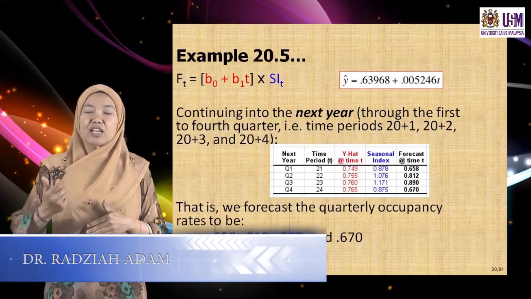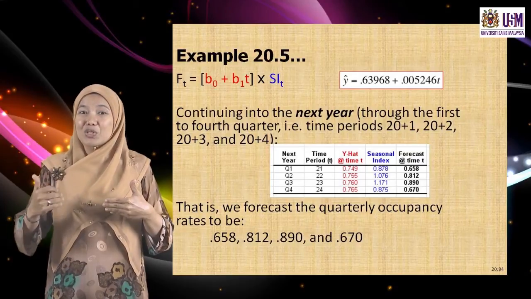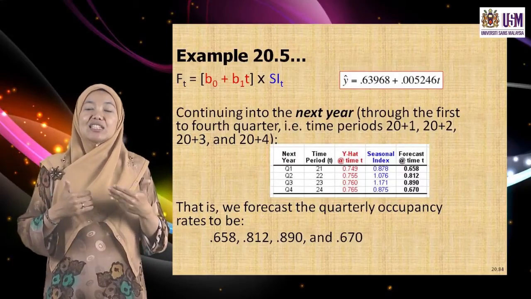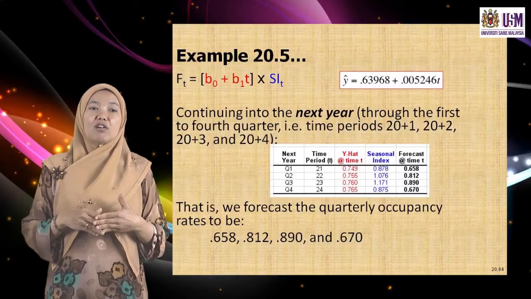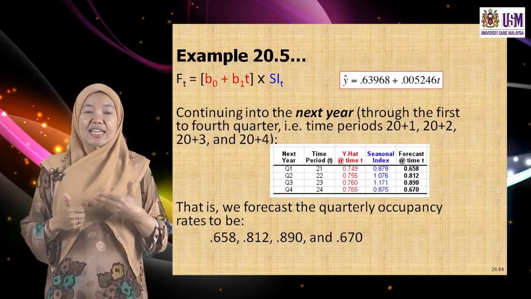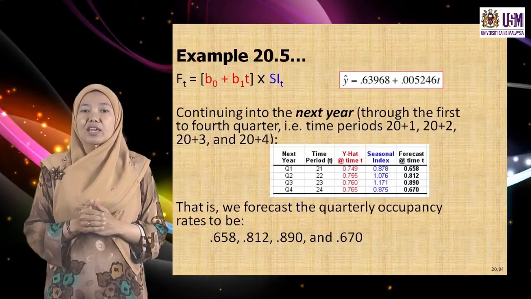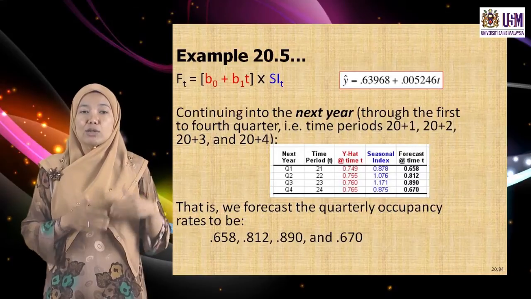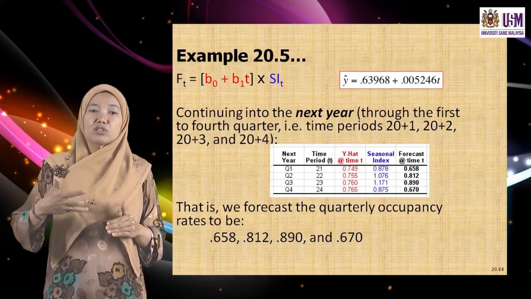So to forecast for the next period, time period 20 plus 1 is referring to the first quarter of 2008, which is unknown yet. And then 20 plus 2 is referring to the second quarter of 2008. 20 plus 3 is the third quarter of 2008. And then 20 plus 4 is referring to quarter 4 in 2008. So what you need to do is add these few lines into your column. You still have your quarter, in this case quarter 1, quarter 2, quarter 3, quarter 4 of 2008 in one column. And then you have the time period, after 20 periods, you have 21, 22, 23, 24.